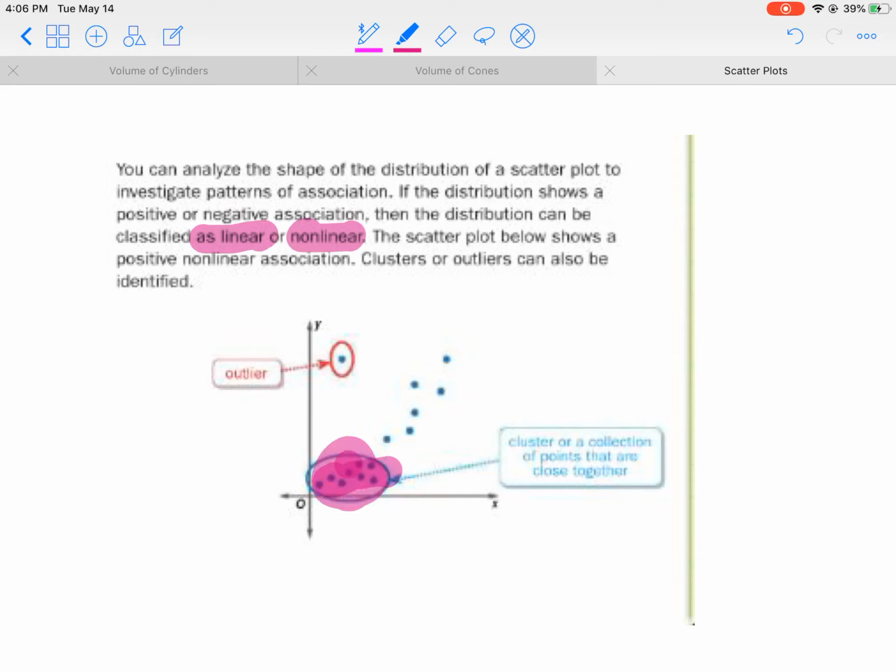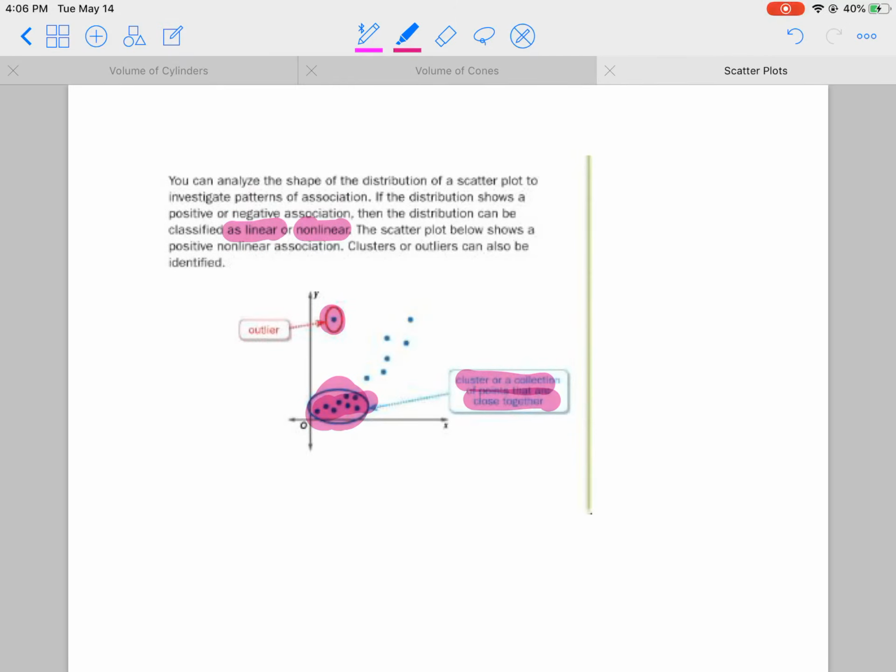Like this is a cluster of data right here. Okay, it's a collection of points that lie close together. This one is considered an outlier because it's way off in its own little world, away from all of the rest of the data.